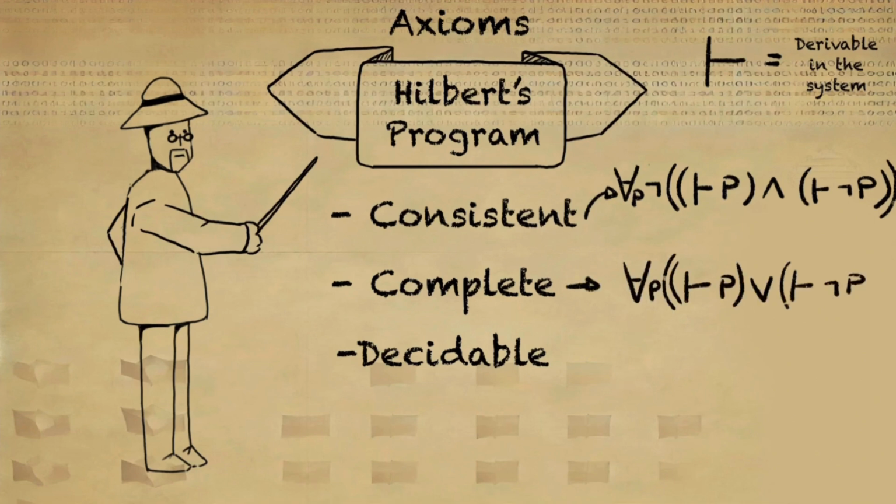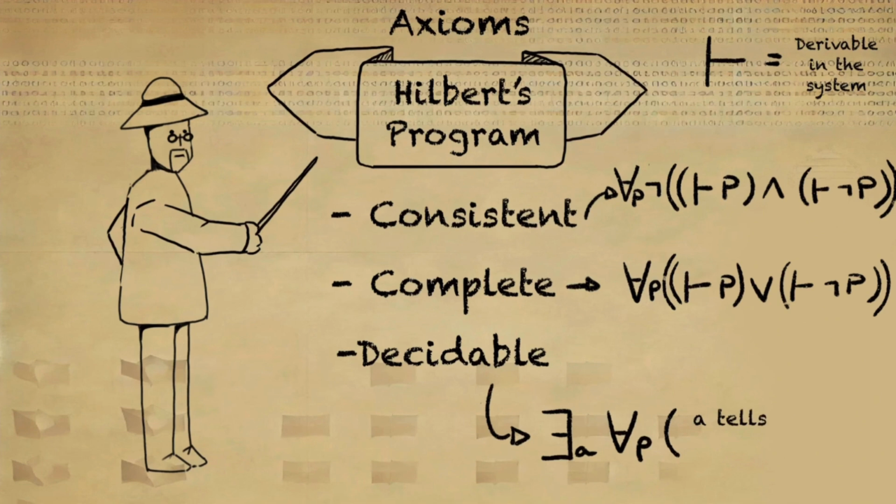Complete means that for every statement, either it can be derived from the axioms, or its negation can. That is, for every well-formed statement, either it's a theorem of the system, so it's provable in the system, or its negation is a theorem of the system. In other words, for all P, either P is derivable or not P is derivable.